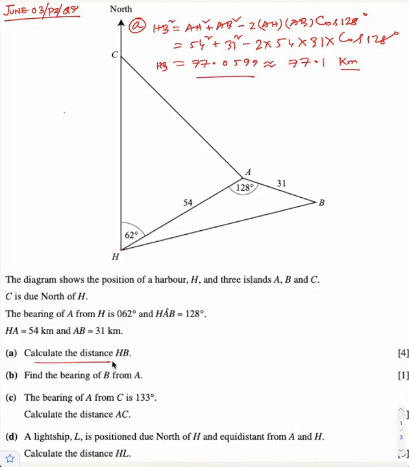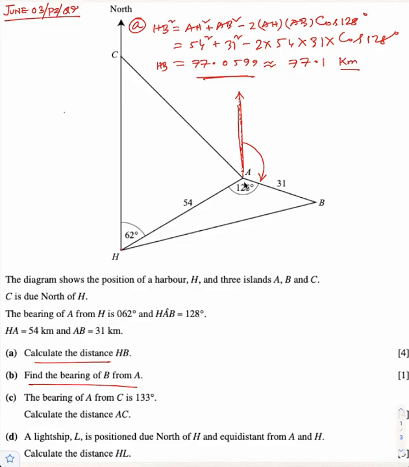A part done here. Let's do find bearing, part B. Find bearing of B from A. So we have to draw the north direction at A. This is our north direction at A. So our target is to find out this angle. This would be the bearing of B from A. So how to find that?